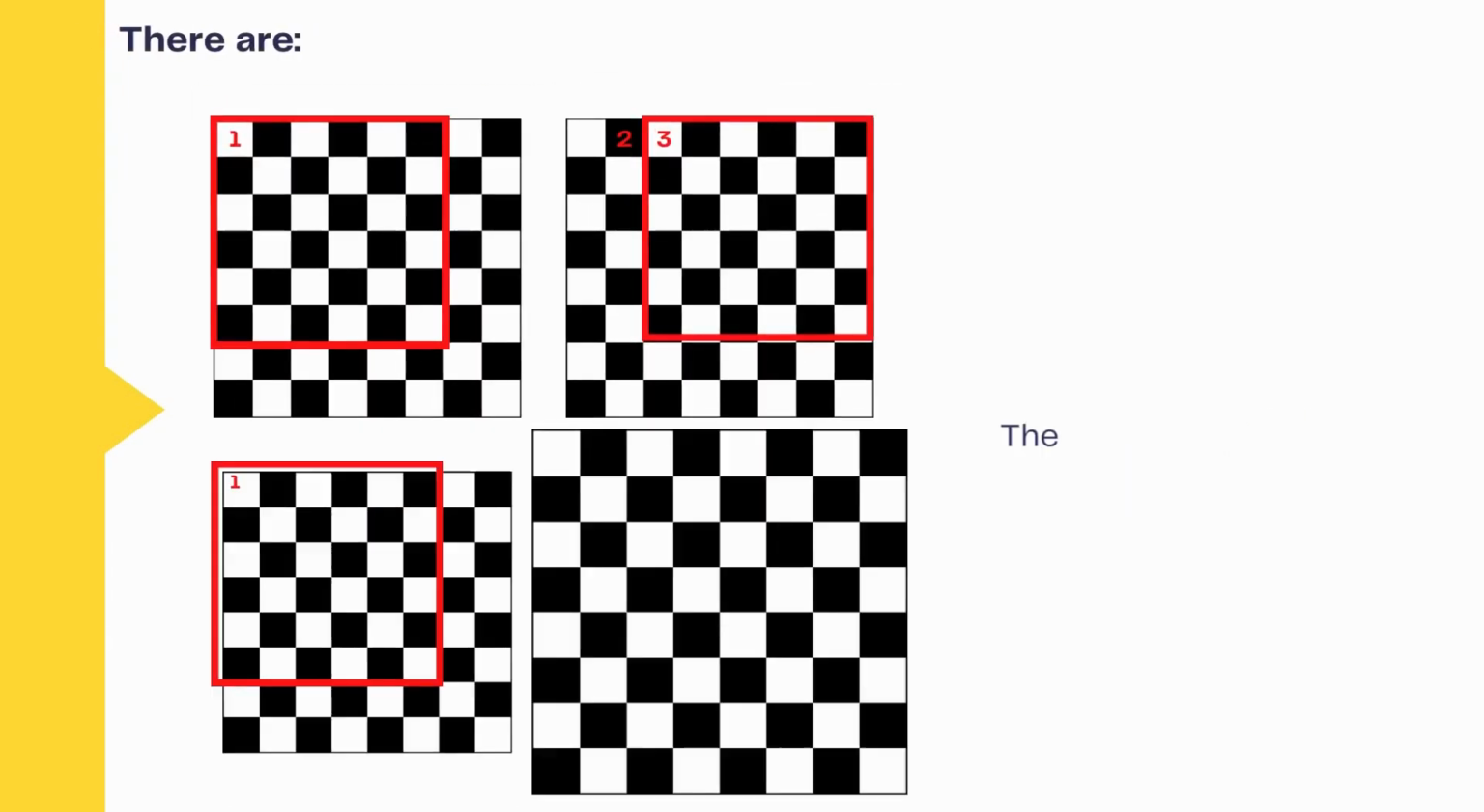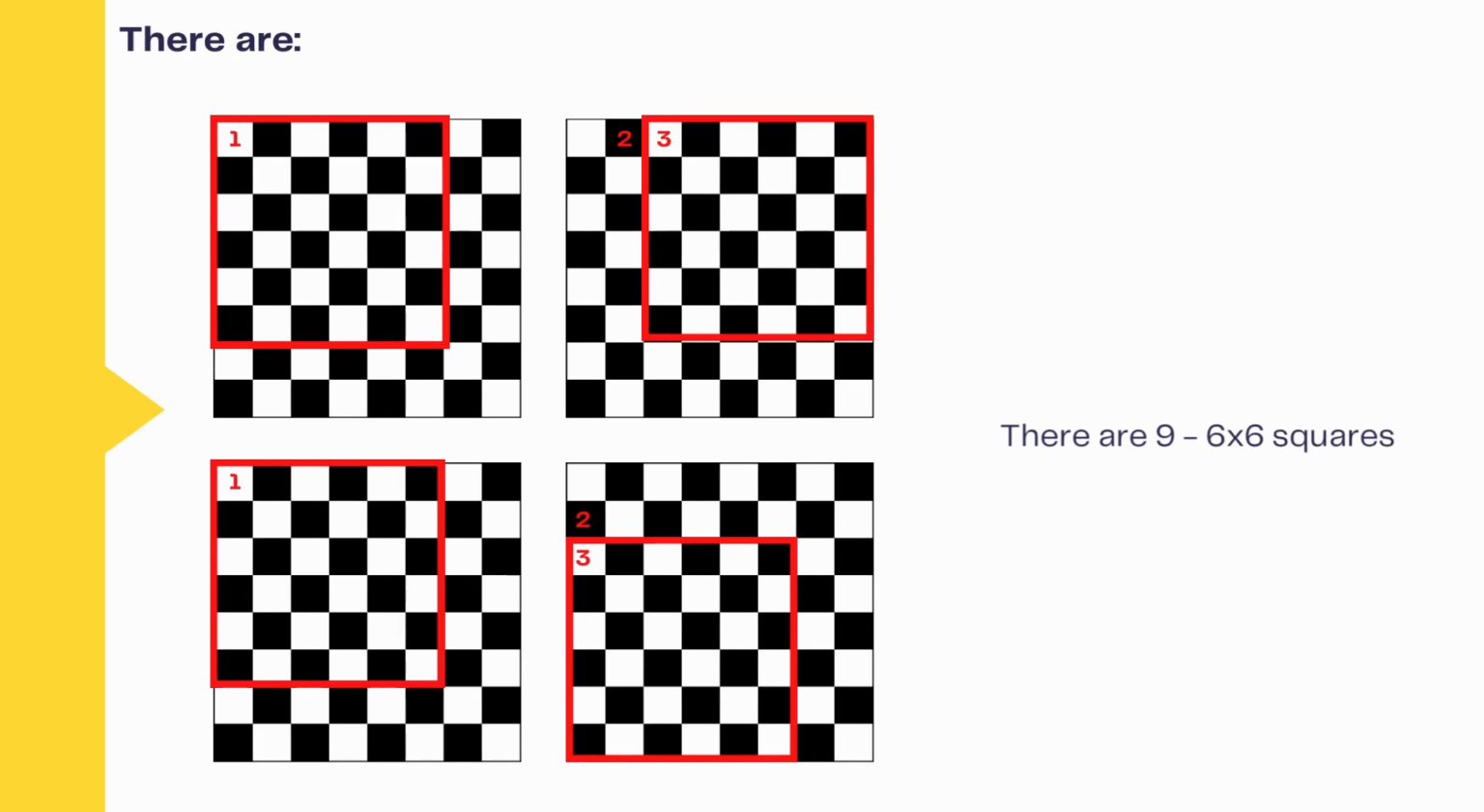For 6 by 6, imagine a 6 by 6 grid line that moves horizontally and vertically. Horizontally, it can move up to 3 spaces until it stops. Vertically, it can move the same 3 spaces until it stops. Therefore, we can say that it moves 3 by 3. Hence, 3 by 3 is 9. So there are 9 6 by 6 squares.